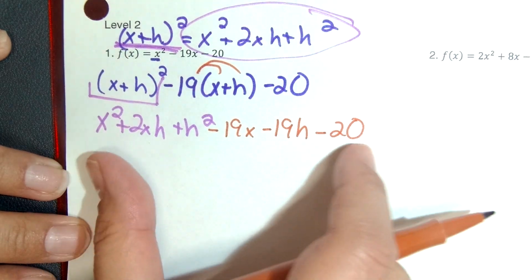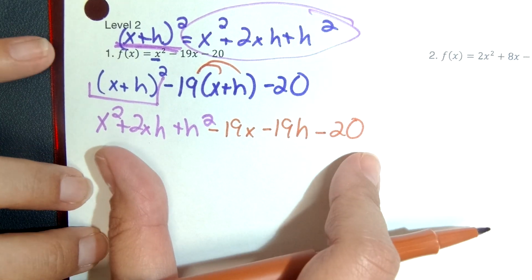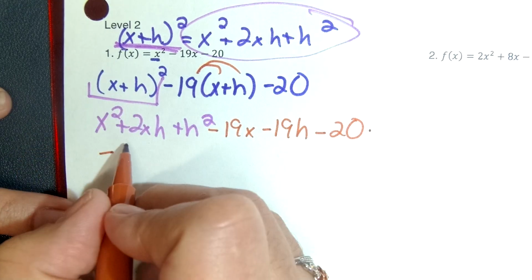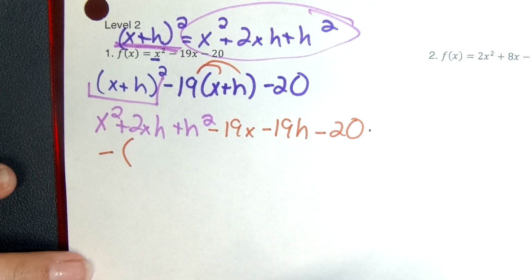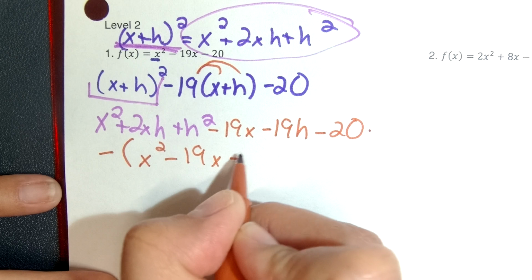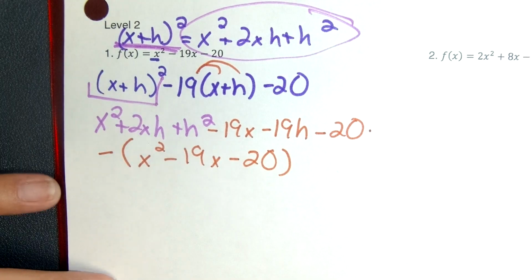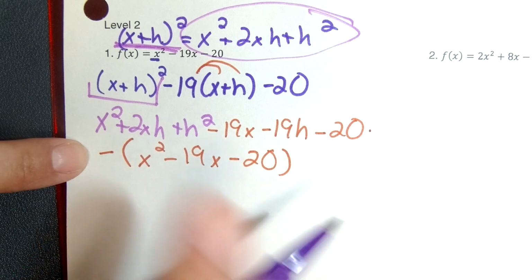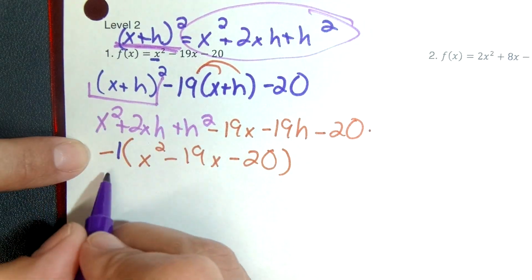A lot of you tried to cross off things here. You cannot yet because you have to do, let's move it down here, minus f of x. What is f of x? The original equation, which is x squared minus 19x minus 20. So what do I do with this negative sign? What is this like? Distribute. So it's like a negative 1. So I'm going to distribute.